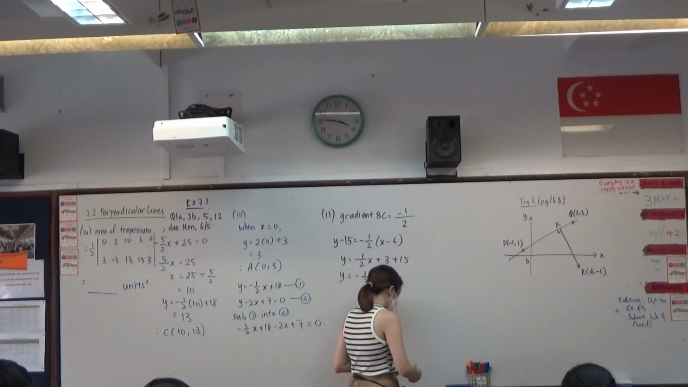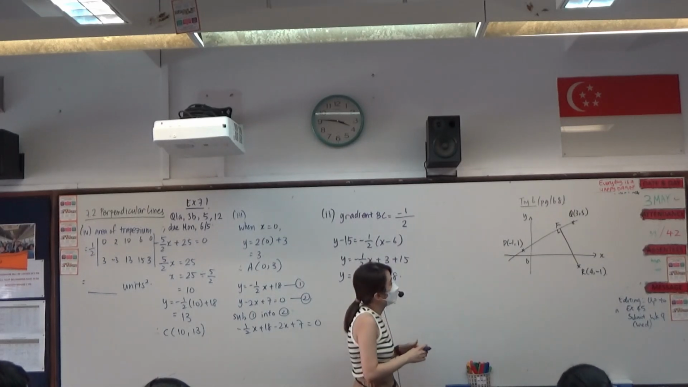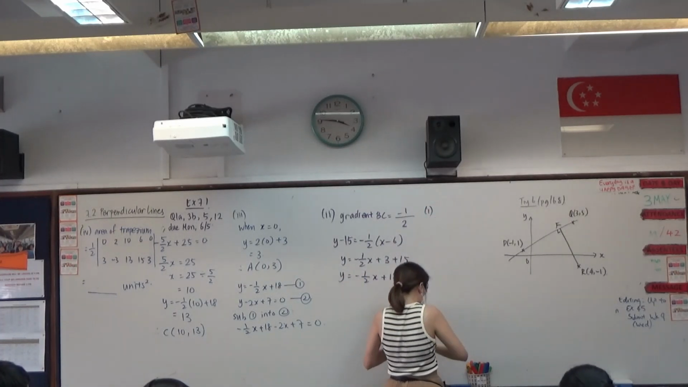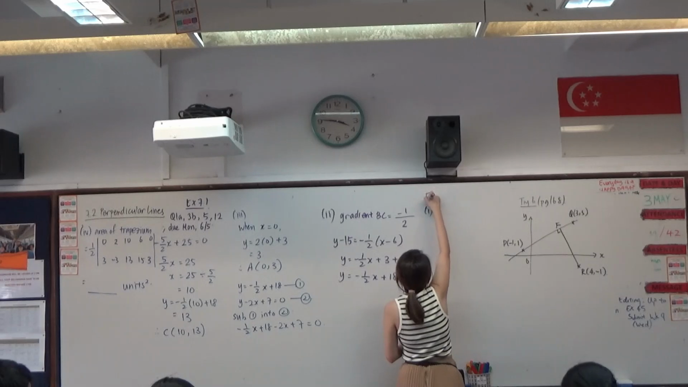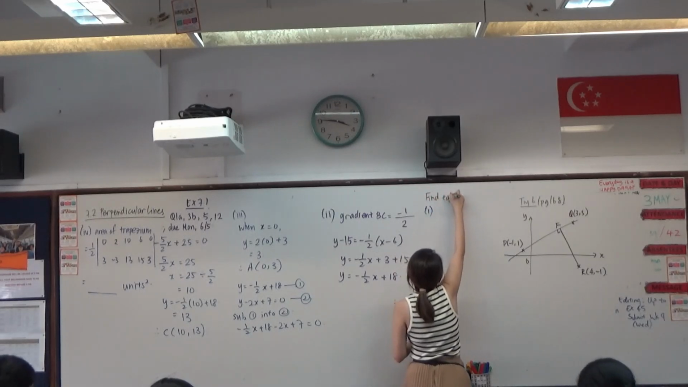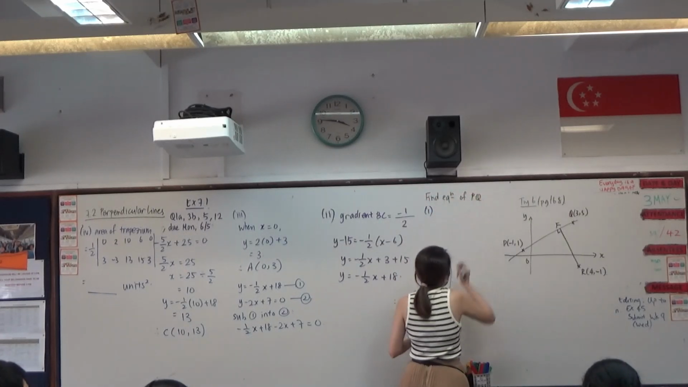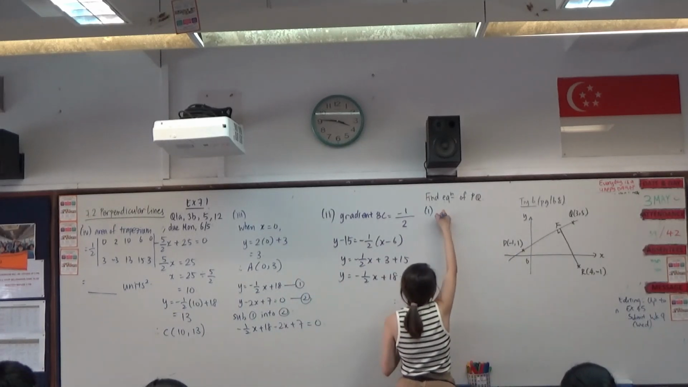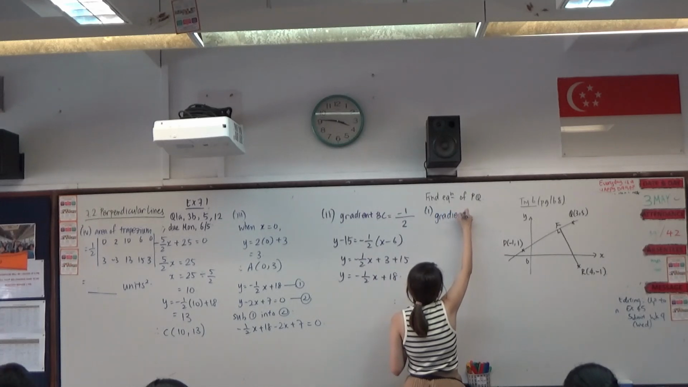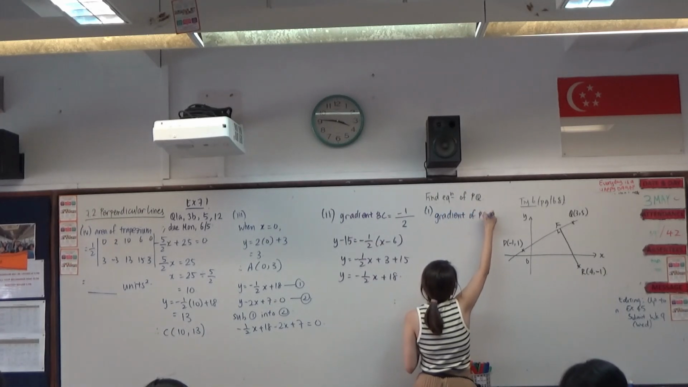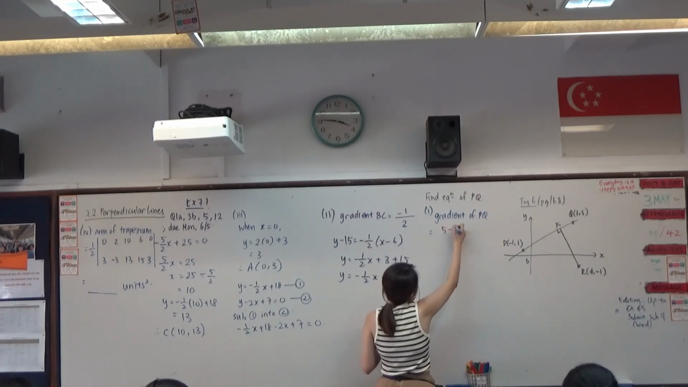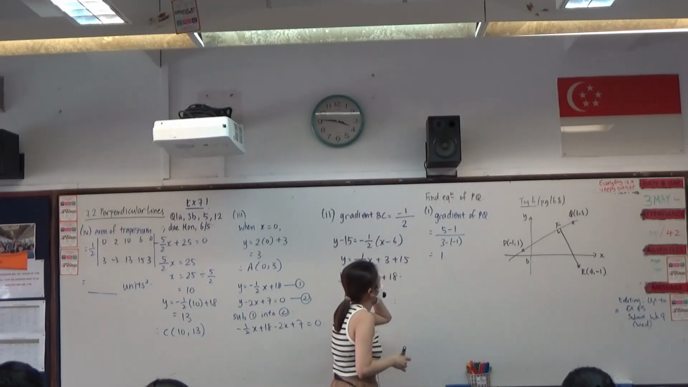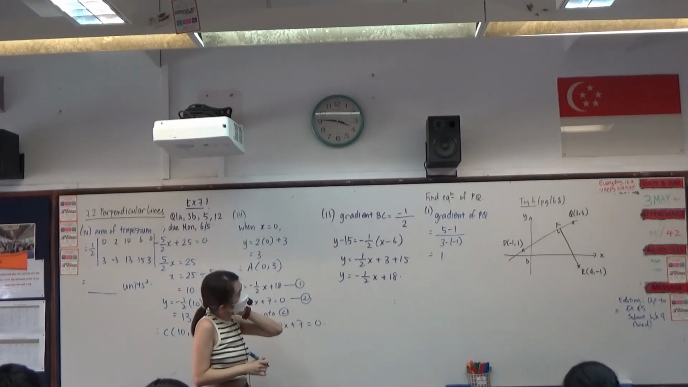Jada, what do you think? How do we find the equation of PQ? Find the gradient first. Okay, find the gradient of PQ since we are given the coordinates. That will be 5 minus 1 over 3 minus negative 1, and we get 1, right?